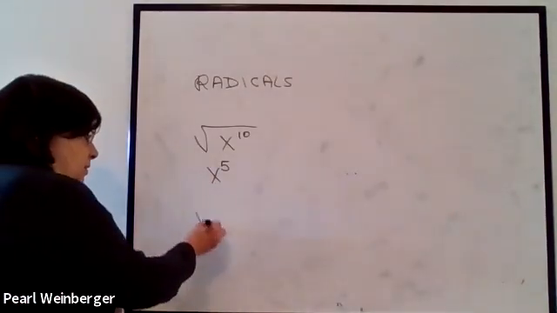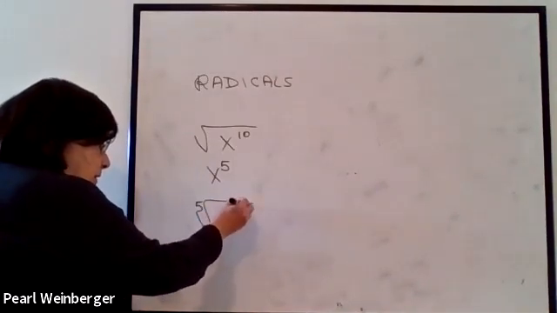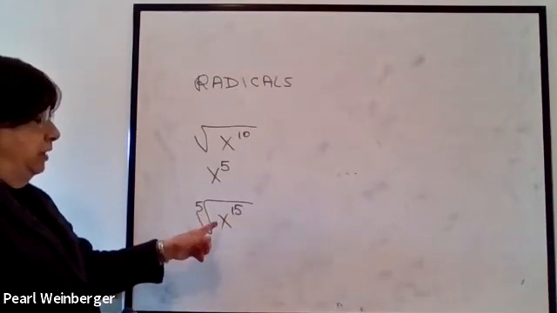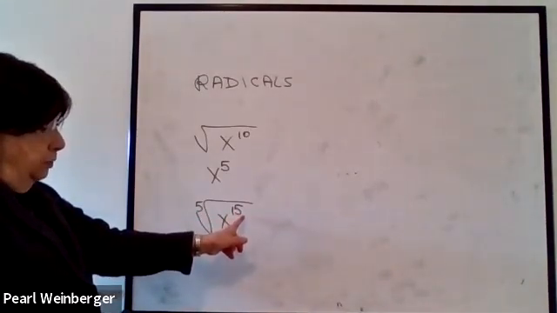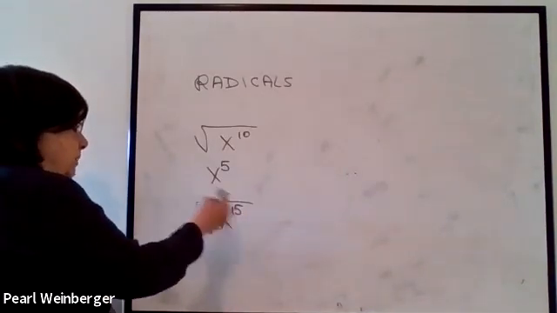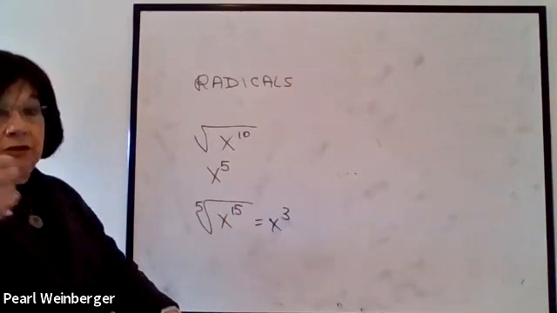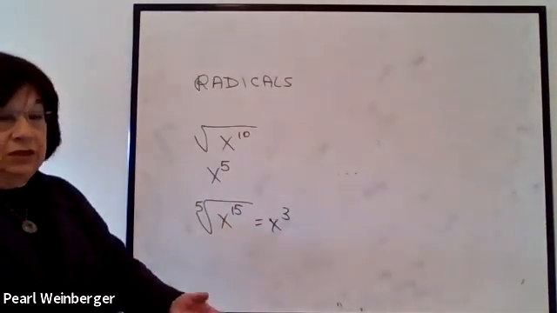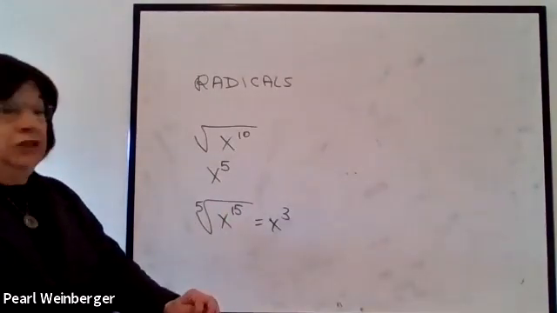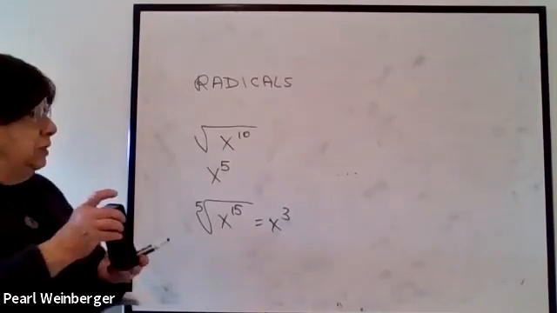If I had something like this, the 5th root of x to the 15th, this means I'm looking for a number multiplied by itself 5 times to give me x to the 15th. Again, with the exponent, I divide by the index. 15 divided by 5 is 3. So this becomes x to the 3rd. And notice if you multiplied x to the 3rd times x to the 3rd times x to the 3rd times x to the 3rd times x to the 3rd, you would get x to the 15th. So working with the variables is in a way easier than working with the numbers themselves.